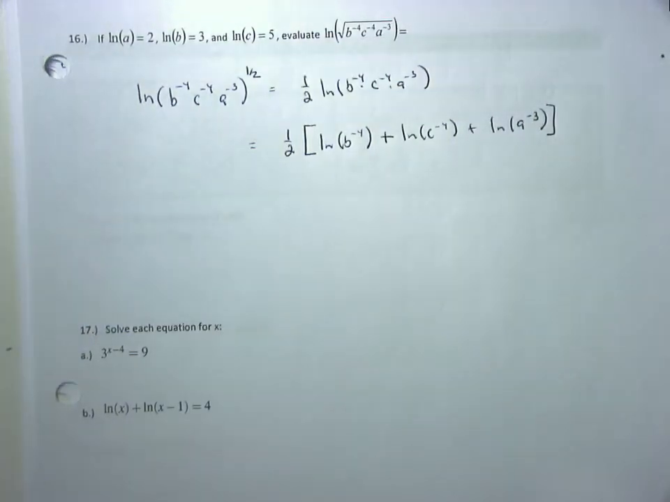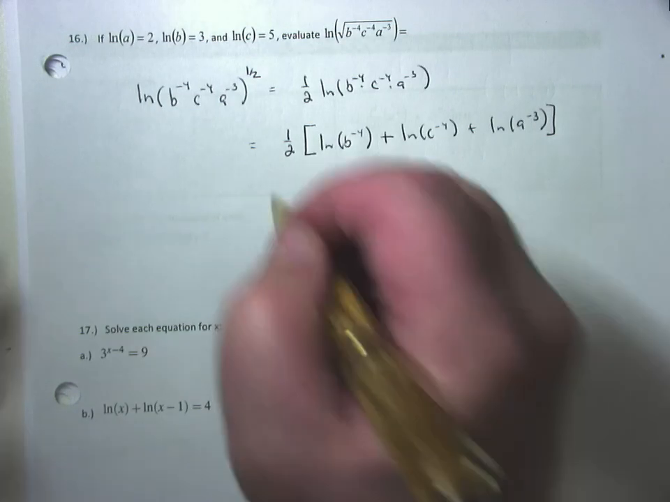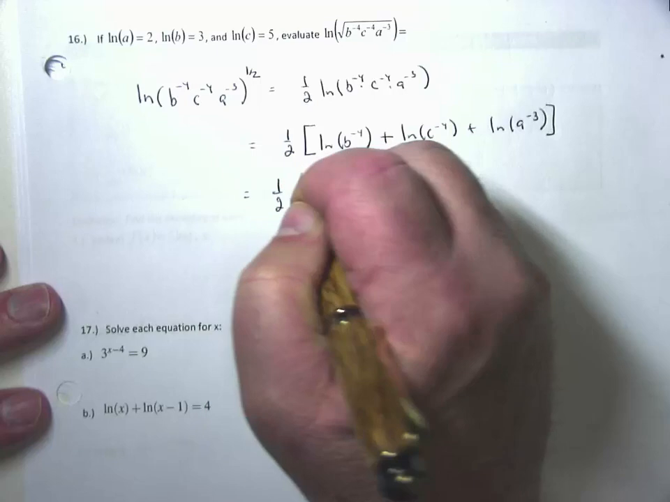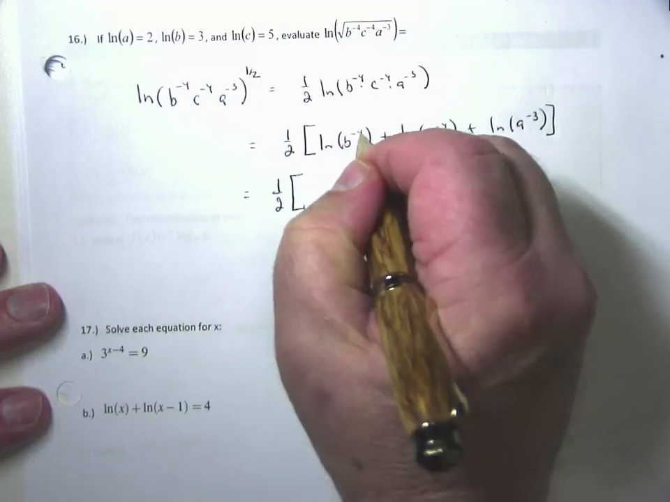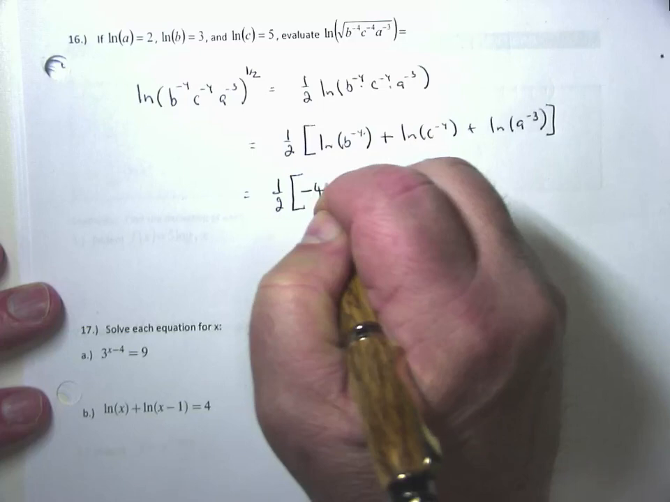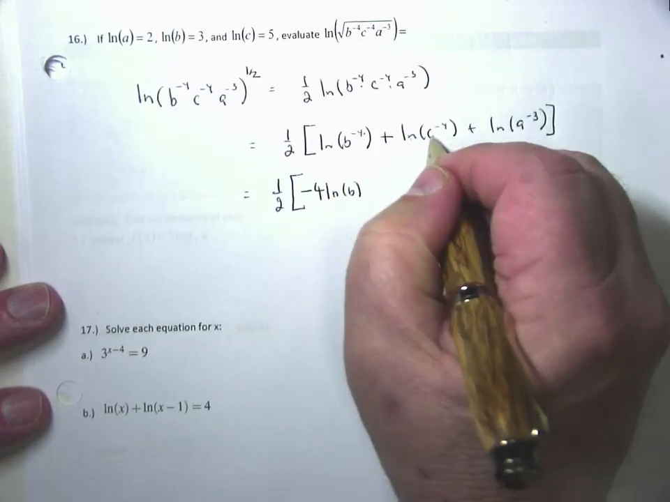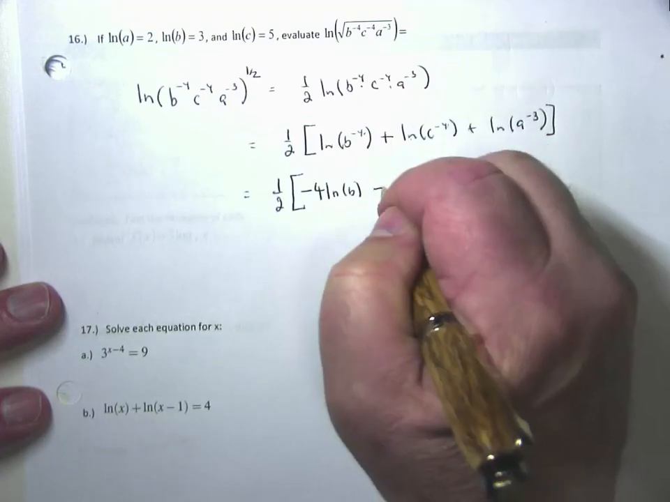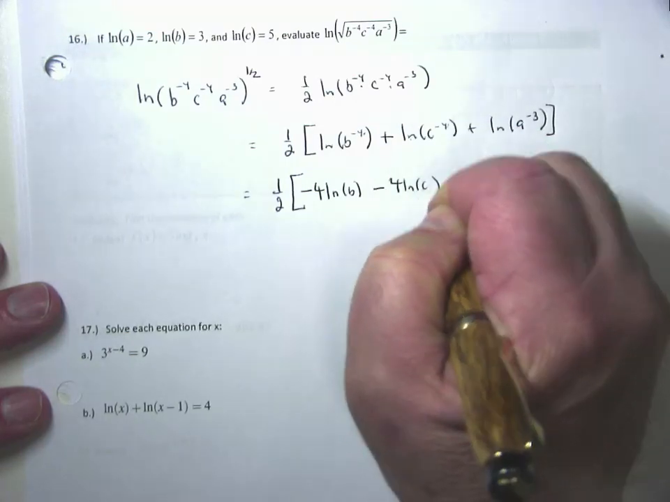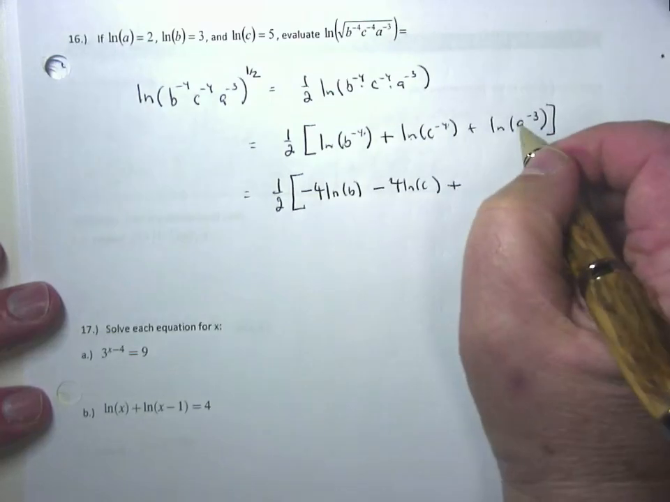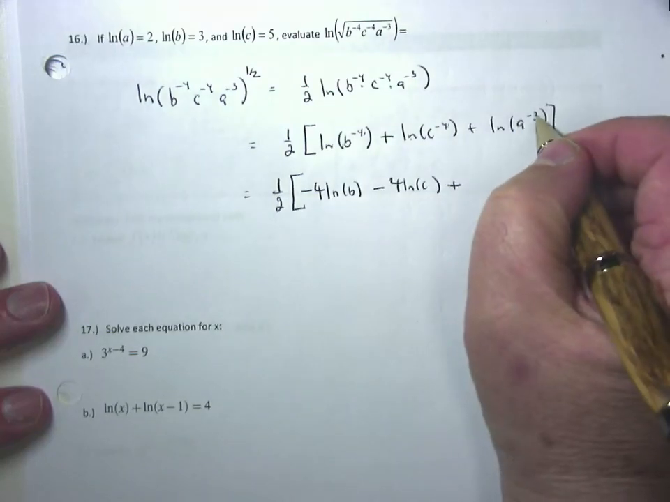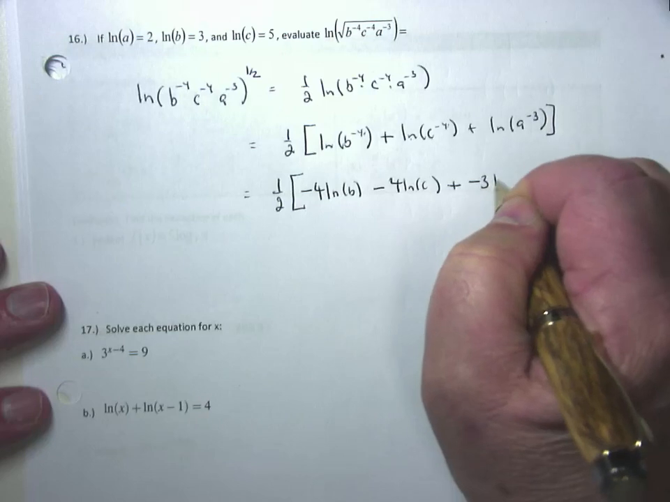But once again, according to log properties, when I got the natural log of something being raised to a power, where do powers get to go? Out front as coefficients. That 1/2 is still out front with the bracket, but in front of the natural log of b to the negative 4, the negative 4 goes. That'll be negative 4 times the natural log of b. Plus the natural log of c to the negative 4, the negative 4 goes out front. That'll be negative 4 times the natural log of c. Plus here, the natural log of a to the negative 3rd, the power, the negative 3, pops out front. It'll be negative 3 times the natural log of a.